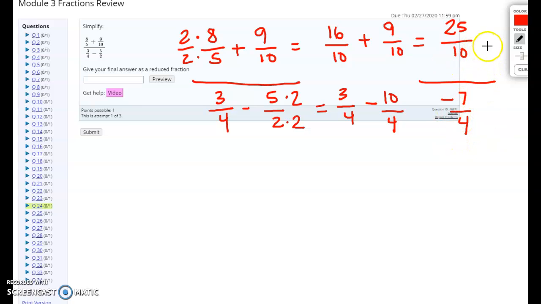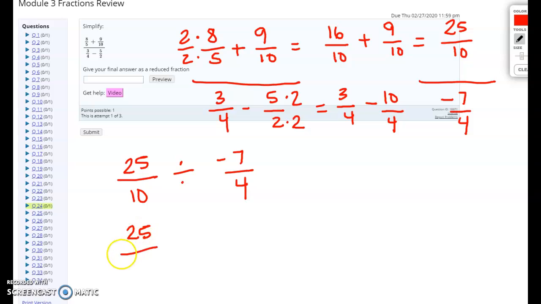Now I know that this is really 25/10 divided by negative 7/4. So I'm going to write it out like that, because it seems like we recognize it better in that form. And we just talked about this. What do we do when we divide fractions? We keep the first the same, and then we flip the second and multiply. So we'll get negative 4/7.